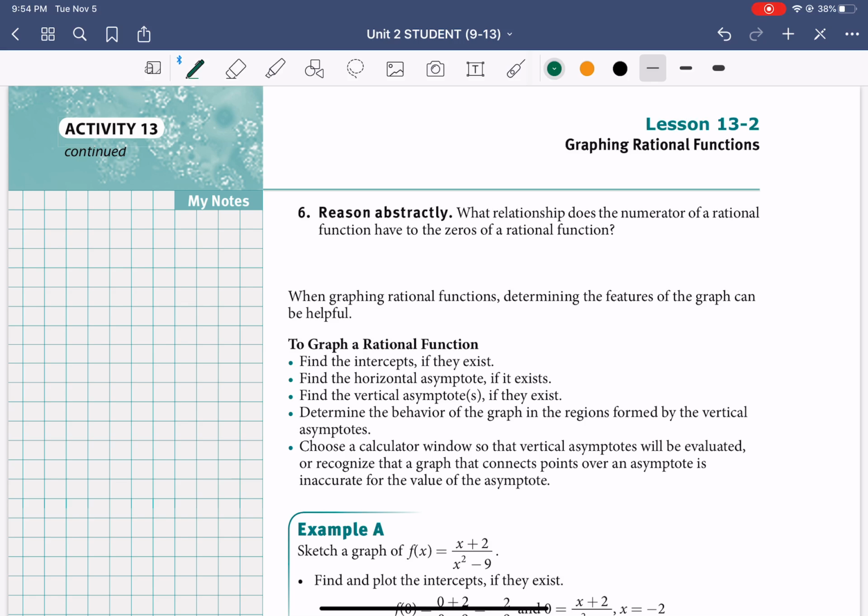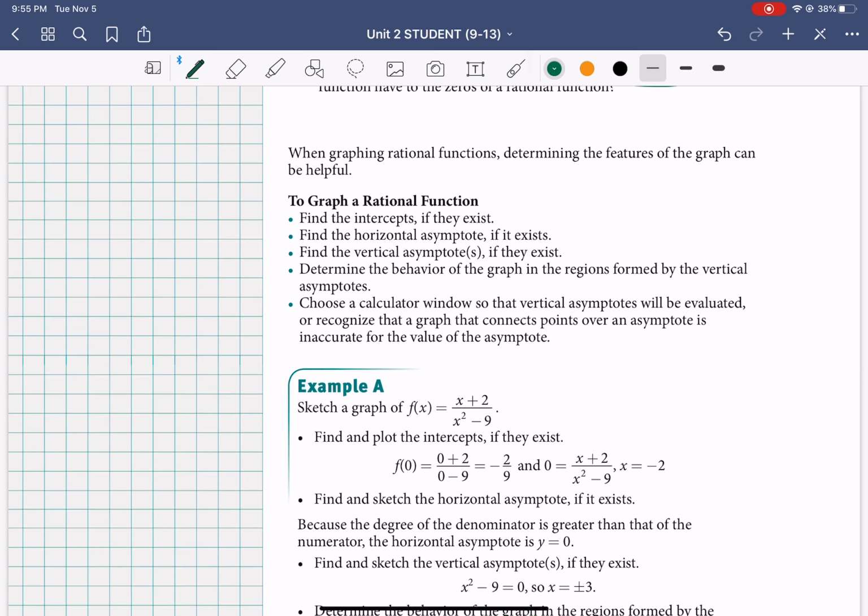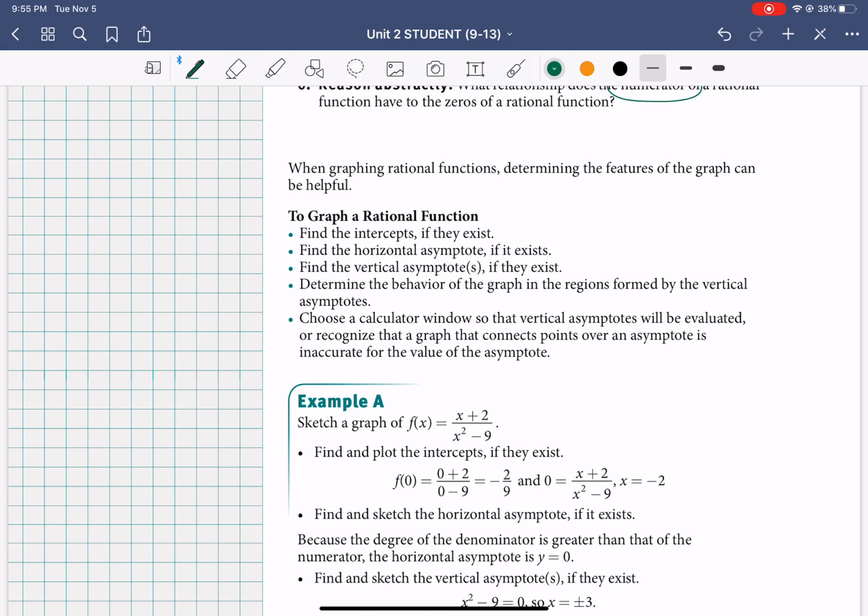It's asking, what relationship does the numerator of a rational function have to the zeros of the rational function? We already said this. I guess they just wanted us to graph it. Where the numerator is equal to 0, that's where we get our x-intercepts. All right, so the next part of the book is going to have you just find these things, right? The intercepts, the horizontal asymptote, the vertical asymptote. What our behavior is doing, and then also what our window should look like.